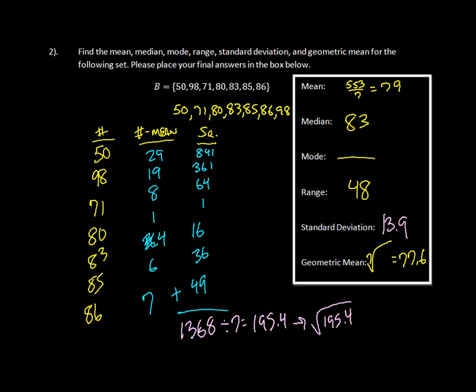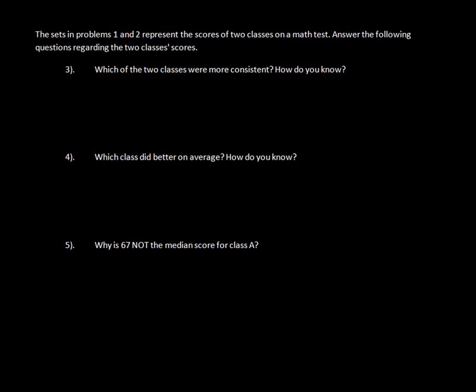All right, so now the last page is just going to be answering questions about those two. The sets there represent the scores of two classes on our math test. We need to answer some questions. Which class was more consistent? Well, consistent deals with standard deviation. So class B will be more consistent because the standard deviation is lower. And that's all you have to say. Whichever one is lower for the standard deviation, that is your answer.